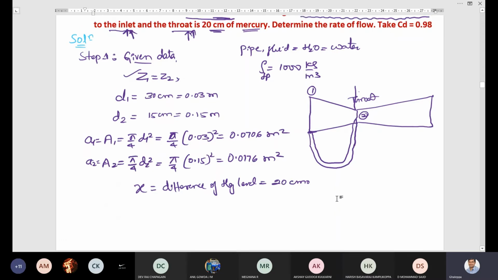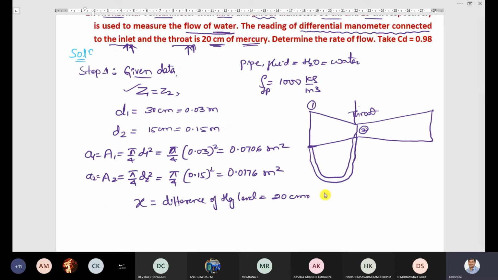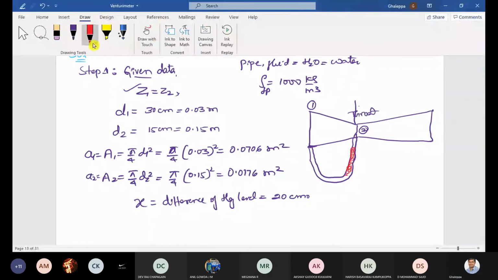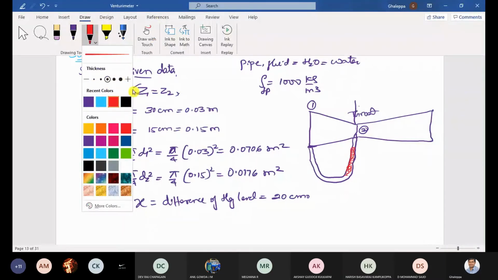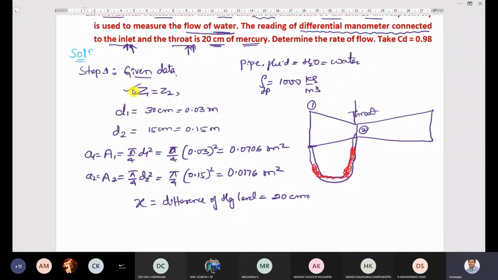How will you calculate? So I will represent the manometer here. This is a manometer. The difference between the manometer mercury reading is X. This X value he has given us as 20 centimeter of mercury, because the standard fluid in the manometer is mercury. So what is the density of the manometer? M stands for manometer here, it is not always mercury. The density is 13,600 kg per meter cube.